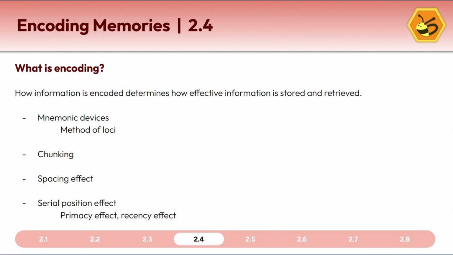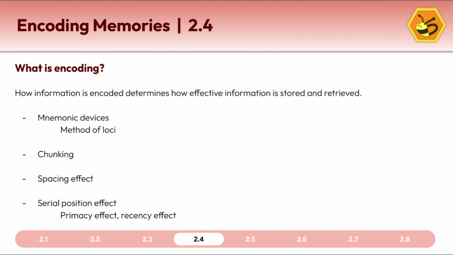Okay, more on how we encode memories. Like we said earlier, how information is encoded determines how effectively information is stored and retrieved. So here are some methods of encoding that will increase how well information is stored and retrieved. The first is the use of mnemonic devices. Typically, people think of mnemonic devices as making an acronym for something, but it's actually a really big umbrella term.